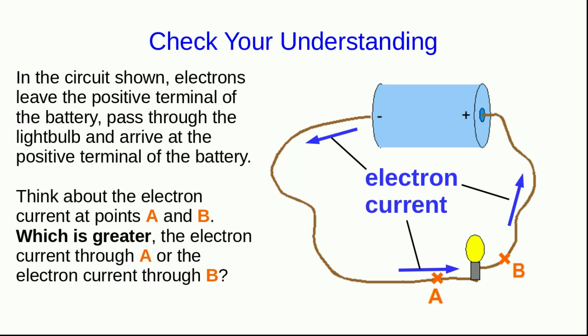Well, let's check your understanding. So here's the very simple circuit of a single battery and a light bulb, and there are two points, A and B, so that as the electrons are going around this circuit, they pass through A, then they pass through the light bulb, then they pass through B. Well, which is greater, the electron current through A or the electron current through B?